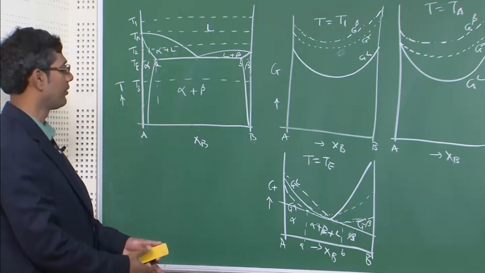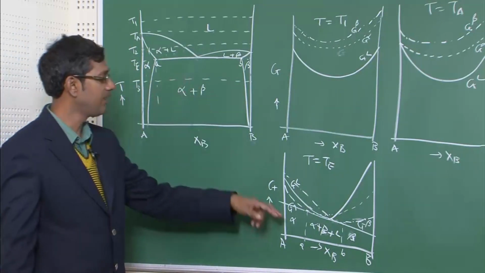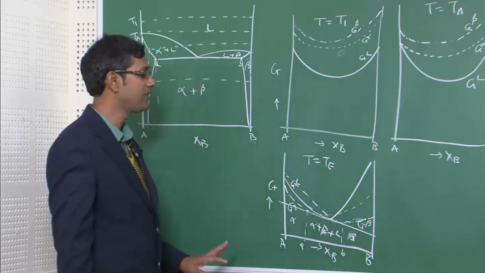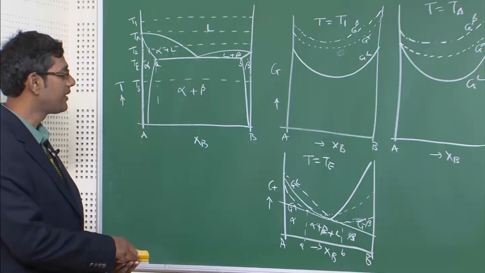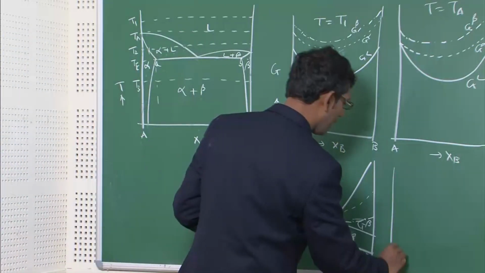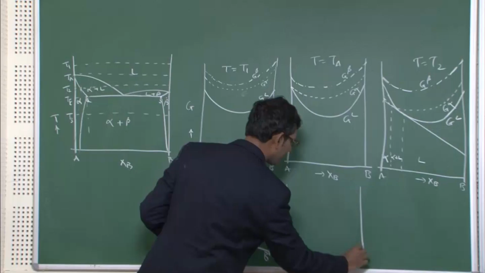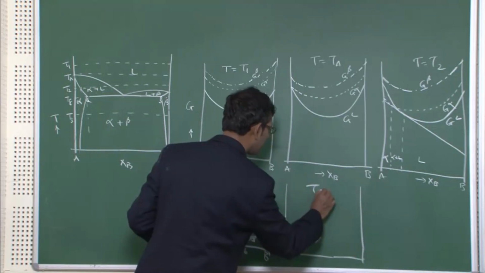That is how it is done. So therefore at a temperature TE all the three curves will be sitting in such a way that you can draw a common tangent between them. So at T3, it is not difficult, much easier.